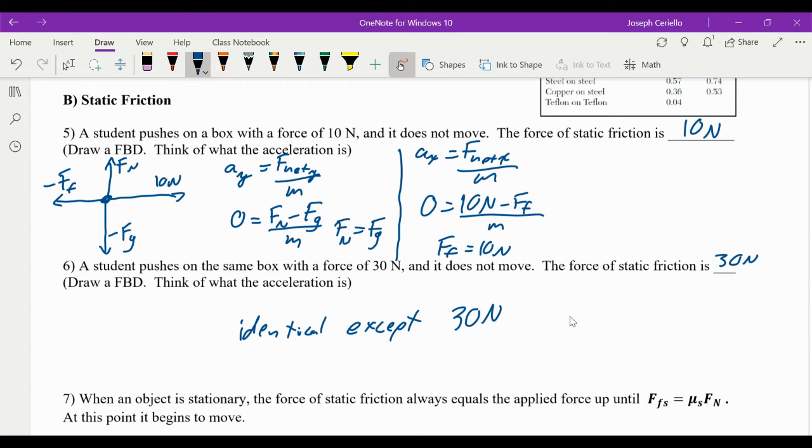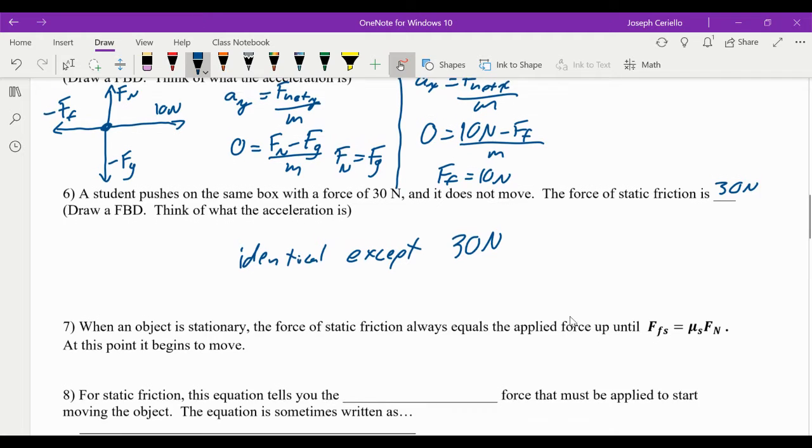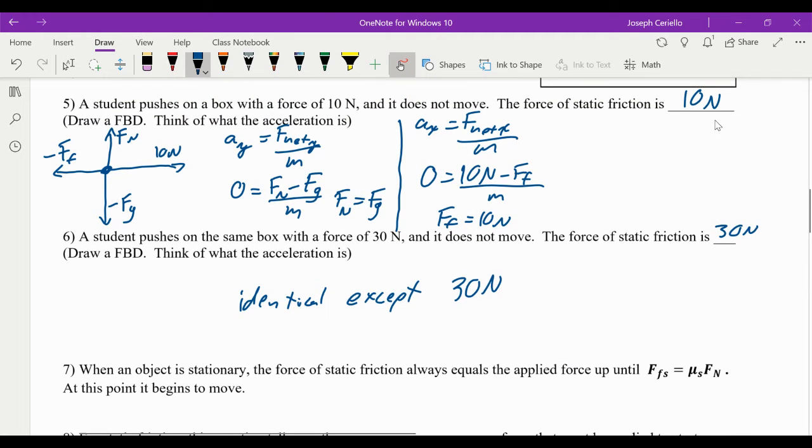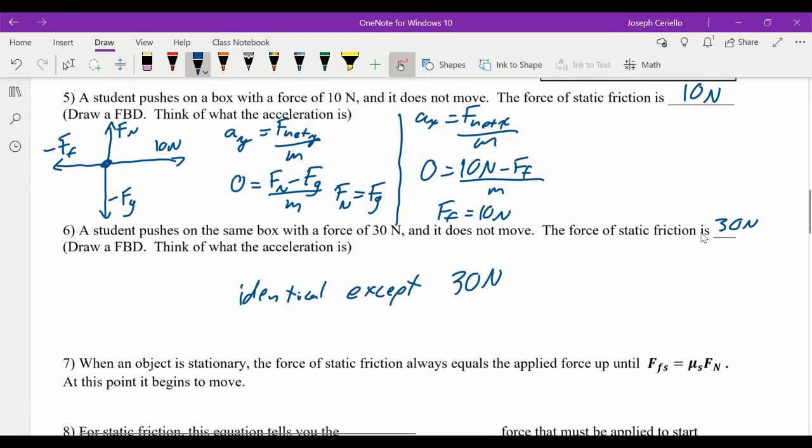All right, so when an object is stationary, the force of friction always matches the applied force, like we just saw. If I'm pushing with 10, it's 10. If I'm pushing with 30, it's 30. The force of static friction is always equal to the applied force until a certain point, until you apply enough force to move it.